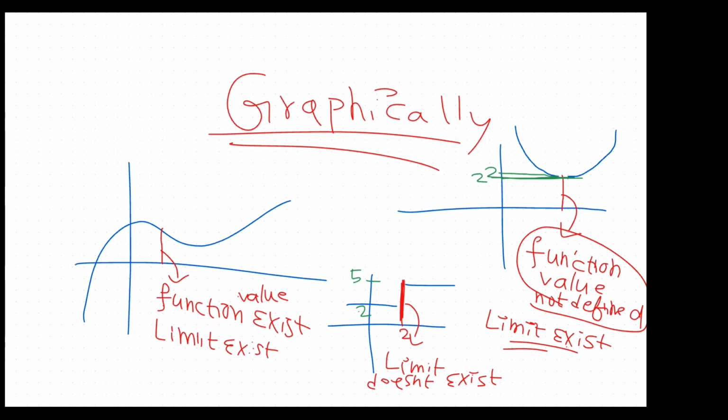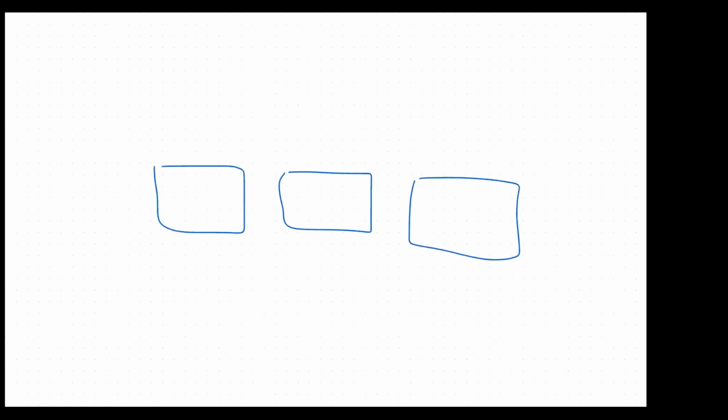You remember this practical example I am giving. There are 3 shops. This is shop 1, this is shop 2, this is shop 3. Clear?